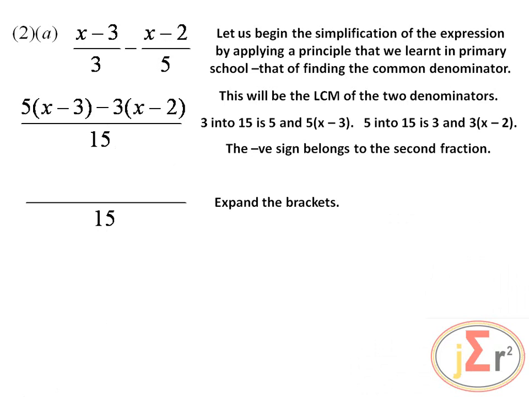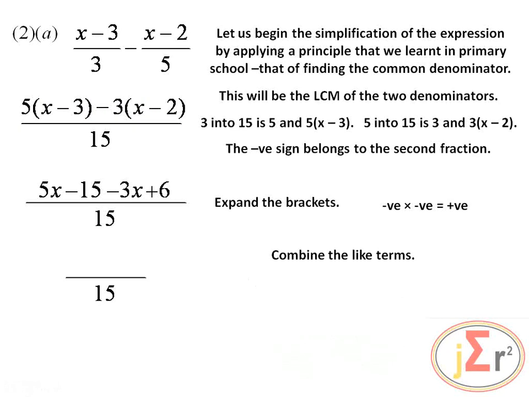Then continue our simplification process by expanding the brackets. So 5 times x is 5x, and 5 times negative 3 is negative 15. Then of course negative 3 times x is negative 3x. And of course, what do we know? Negative multiplied by negative. So instead of a negative 6, we should have a positive 6. And continuing, we are going to put the like terms together. 5x minus 3x is equal to 2x. And of course, negative 15 plus 6 is negative 9.